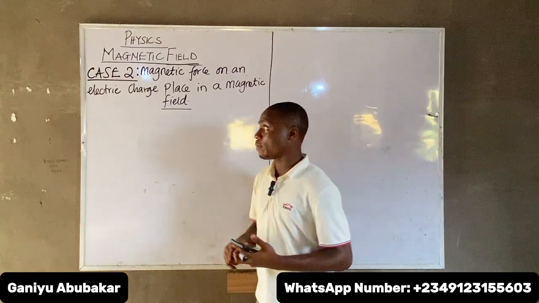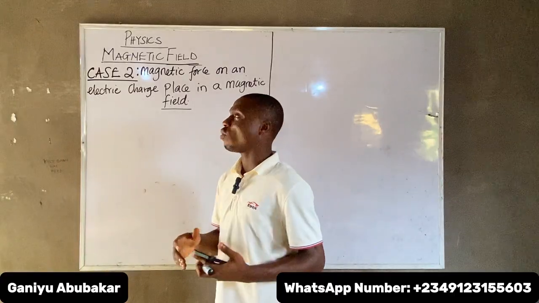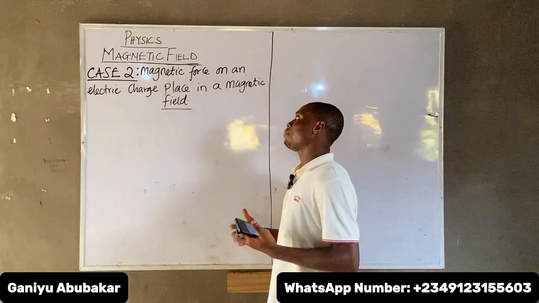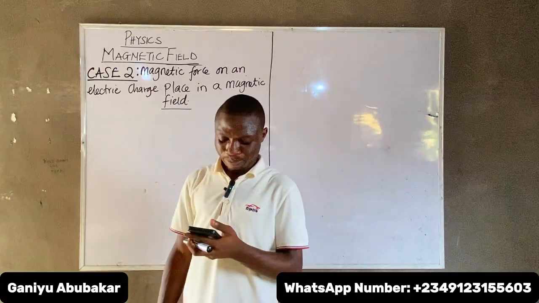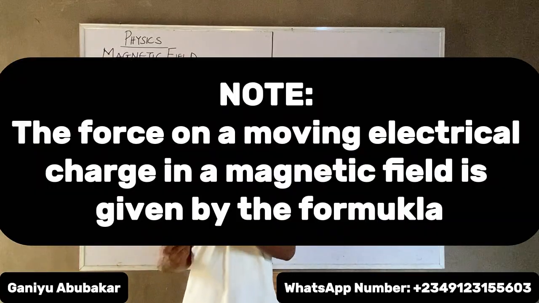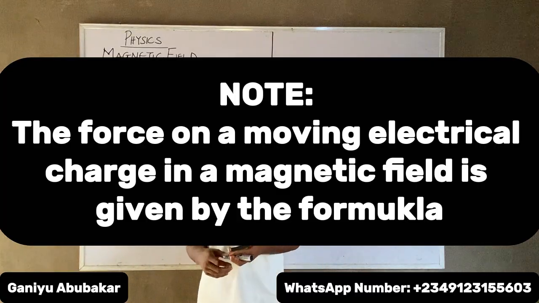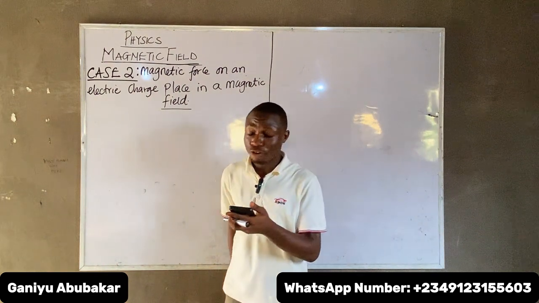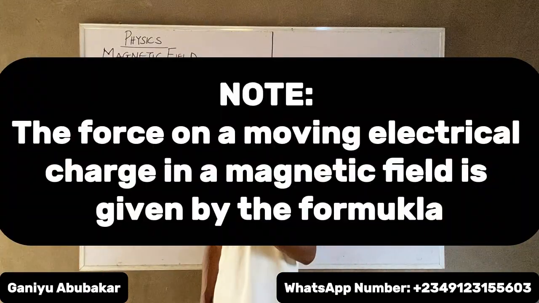For case 2, case 1 is being done, right? Case 2 focuses more on magnetic force on an electric charge placed in a magnetic field. Note, the force on a moving electrical charge in a magnetic field is given by the formula.